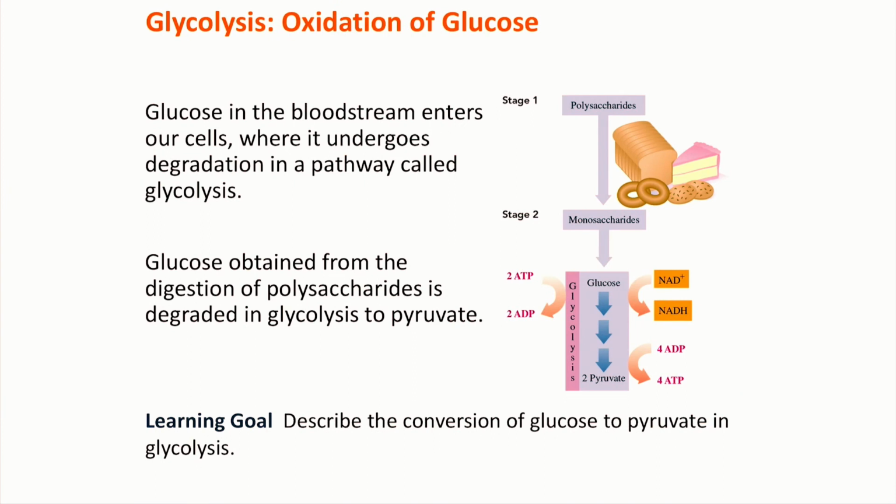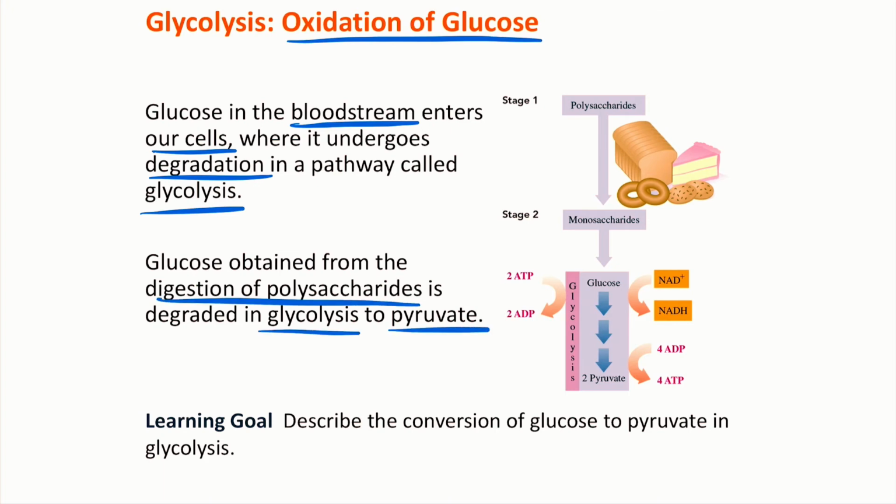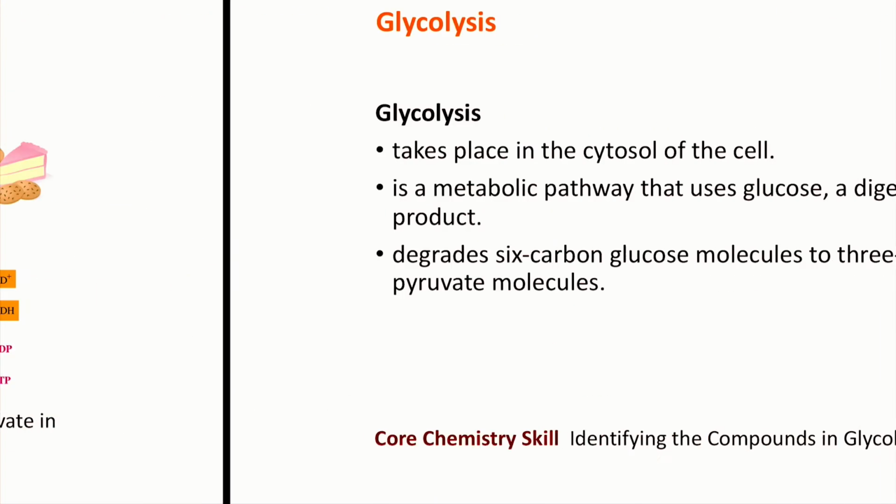So let's start with the next process, which is glycolysis. Glycolysis is the process of oxidation of glucose, where the glucose that enters the bloodstream enters our cells and undergoes degradation in a pathway called glycolysis. The glucose obtained from the digestion of polysaccharides is degraded in glycolysis to pyruvate. So in stage 1 you have polysaccharides, in stage 2 you have monosaccharides. The monosaccharides then enter the cells, where glucose is converted into pyruvate.